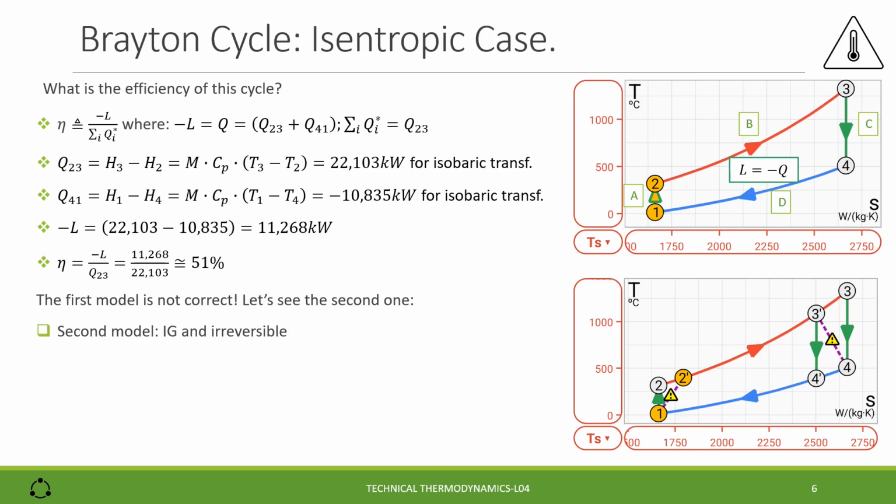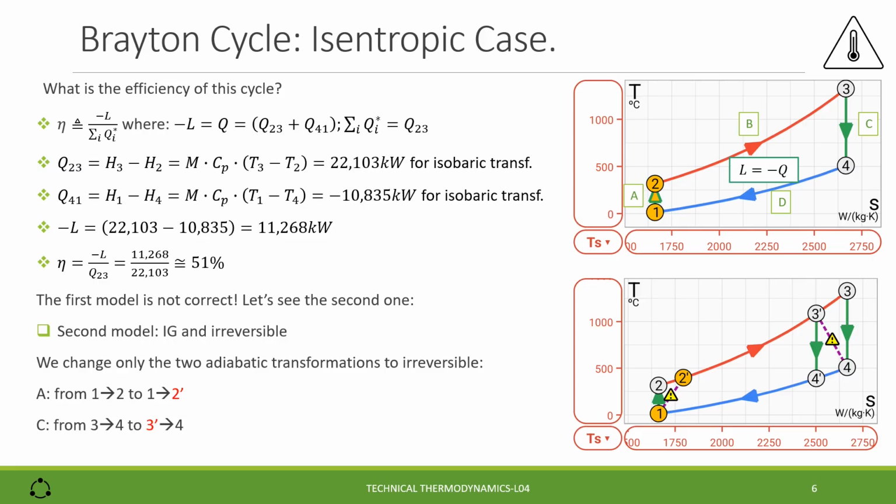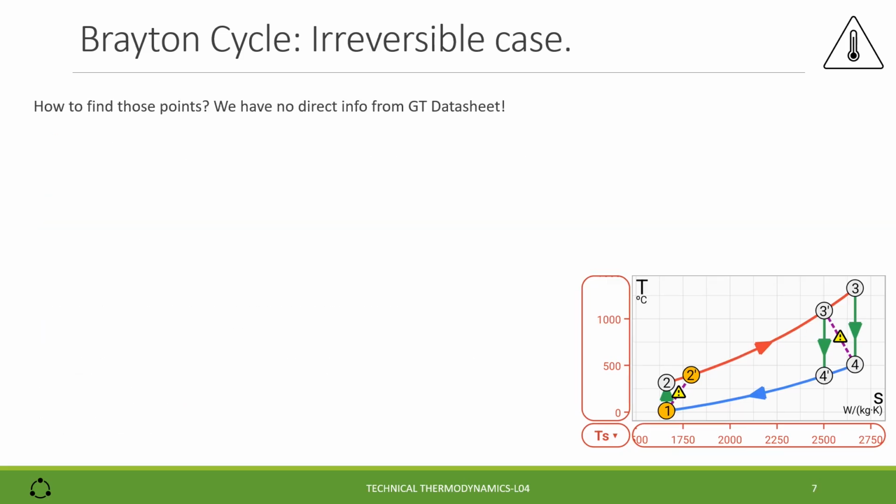We keep the ideal gas, but we use irreversible transformations. We change only the two adiabatic transformations to irreversible. The transformation A from 1 to 2 moves from 1 to 2 prime, and the transformation C from 3 to 4 changes from 3 prime to 4. All the changes are represented in the charts aside. How to find those points? We have unfortunately no direct information from the gas turbine datasheet.